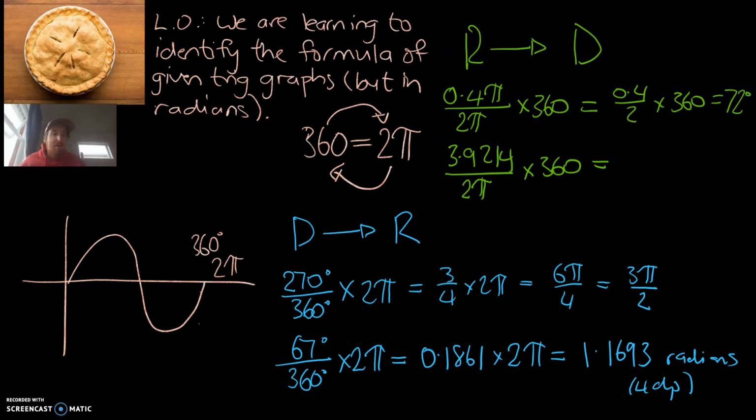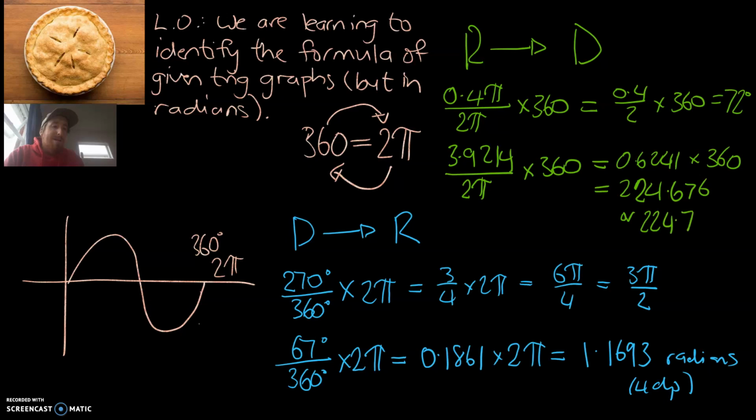I'm going to put that onto our calculator. So 3.9214 divided by 2 pi. Well, that comes to 0.6241, and I've rounded that to 4 dp, and that's going to be multiplied by 360. So 0.6241 times 360. Well, that's going to tell us it's 224.676, or 224.7 degrees, and that was rounded to 1 dp.